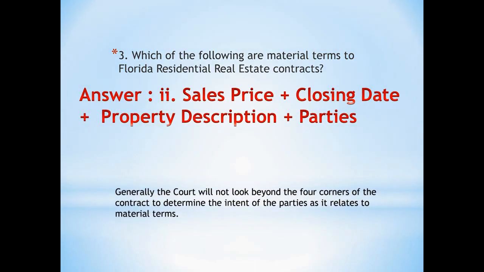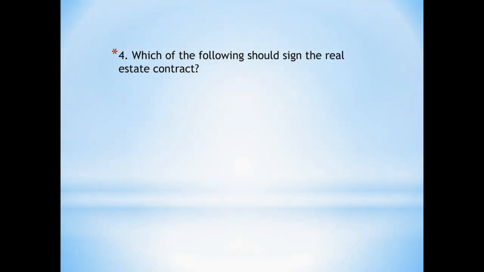The answer is number 2, sales price plus the closing date plus the property description plus the parties. There must be a meeting of the minds as to the material terms, and material terms are who the parties are, so who's involved, the description of the property, the price that they're paying, and the closing date. Generally, courts will not look beyond the 4 corners of the contract to determine intent as it relates to material terms. Okay?